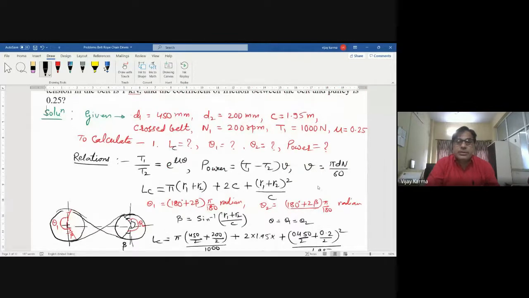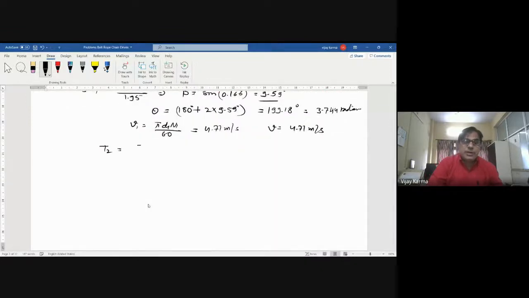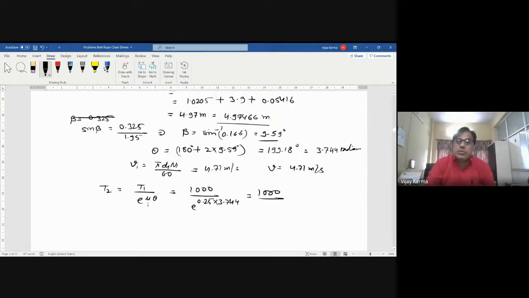T1 is 1000 Newton, so find T2. T2 is equal to T1 upon e to the power mu theta, that is 1000 divided by e to the power mu into theta, with theta in radian. Just tell me what ratio is coming. Sir, theta is changing slightly, 3.47. Is 3.47 coming? I don't know, someone please check.